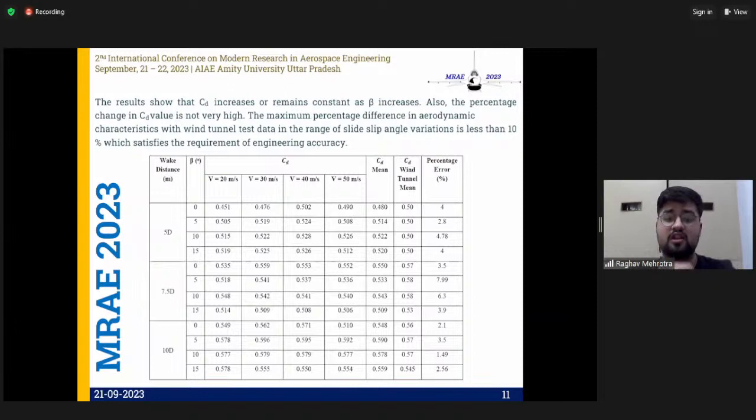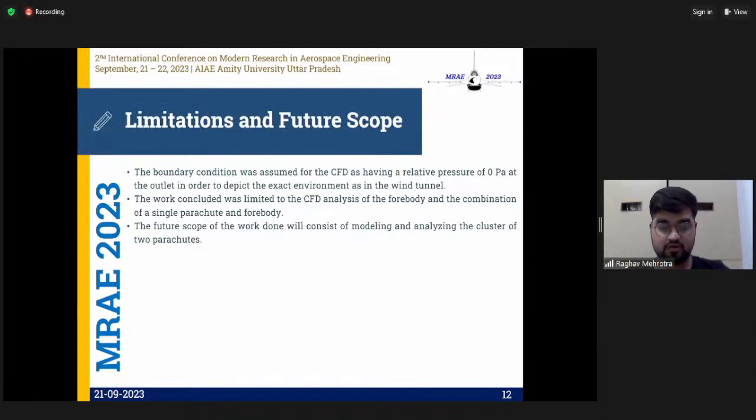So here you can see all the data are tabulated, and 5D, 7.5D, 10D with the different side slip angles and different velocities are mentioned, and also the wind tunnel mean values are mentioned. The percentage error is pretty low compared to the forebody wake effect alone. And next comes the limitations and future scope.